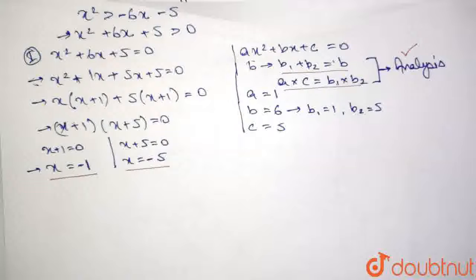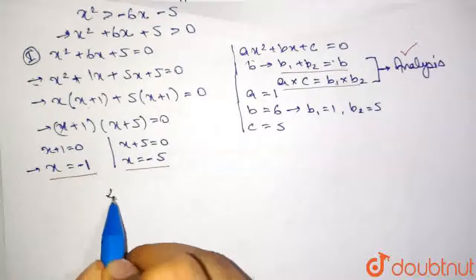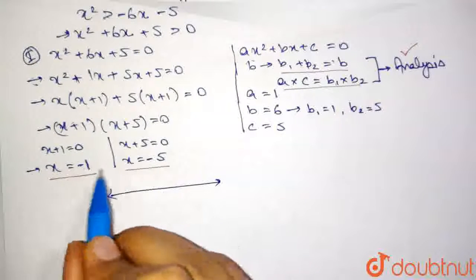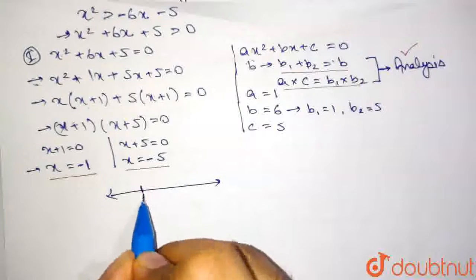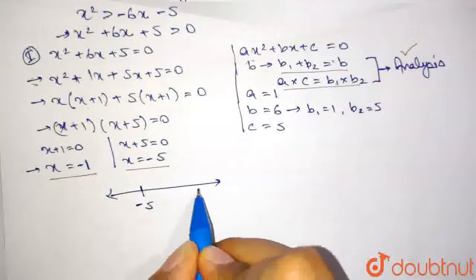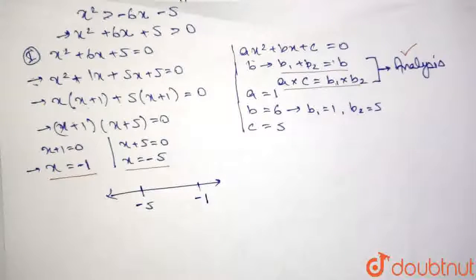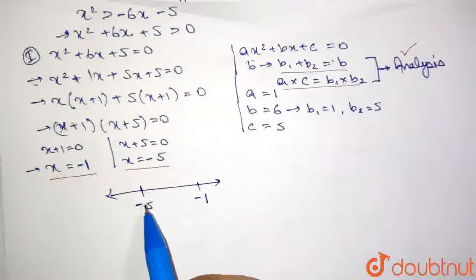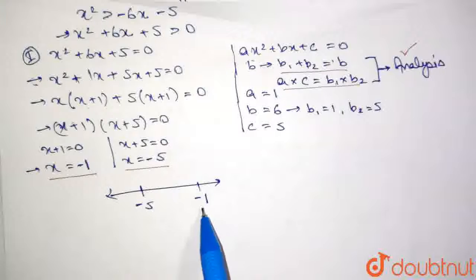Now what we are going to do is simply plot a number line and plot both of these points. So I know that minus 5 is here and minus 1 is over here, right? So I plotted a number line and I drew both the points on that number line.